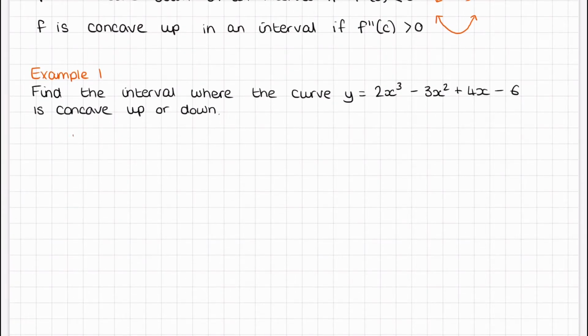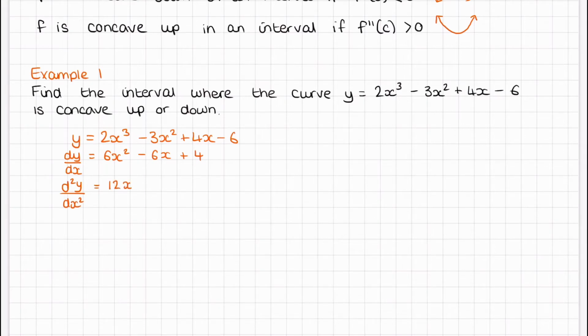We have our function y equals 2x cubed minus 3x squared plus 4x minus 6. Now we need to find the first derivative of this. So we're going to find dy/dx, which will give us 6x squared minus 6x plus 4. And then we need to find the second derivative, which will be 12x minus 6.